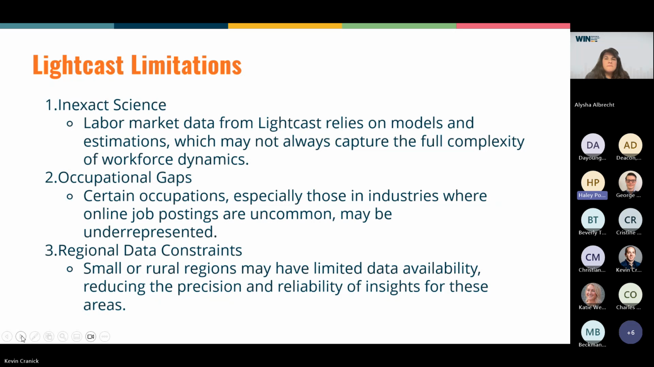And then regional data constraints. The smaller rural regions may have limited data availability, like I spoke of earlier, reducing the precision and reliability of the insights. Go ahead on to the next slide.